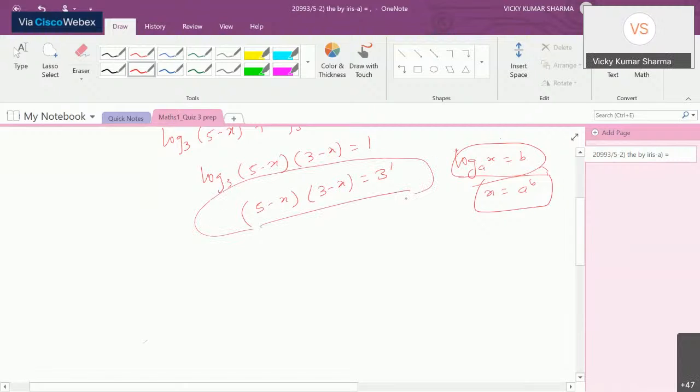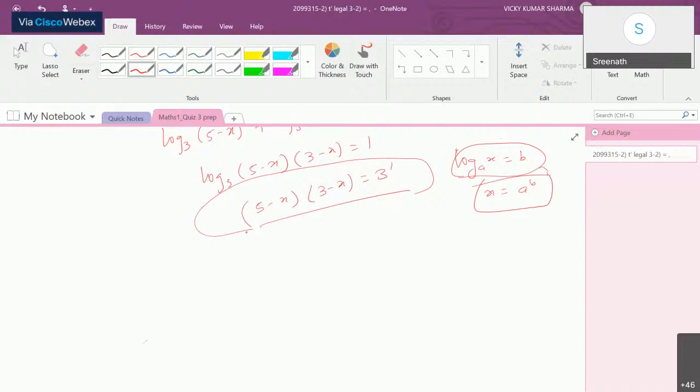Sir, just a question. Yes. The log to the base 3 of (5 minus x) into (3 minus x) equal to 1 says what should be the exponent of 3 to get 1? Is it correct, sir? That is how I understand it. So it should be 0. 3 raised to 0 is 1. So (5 minus x) into (3 minus x) equal to 0, right?